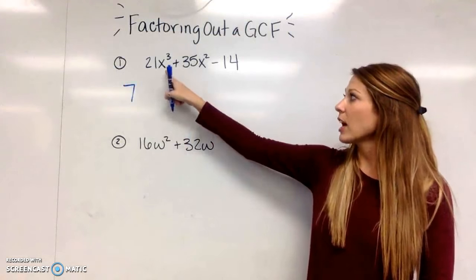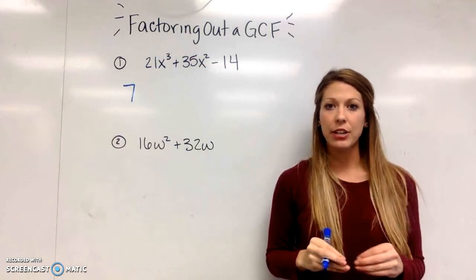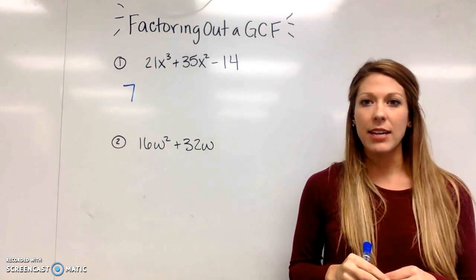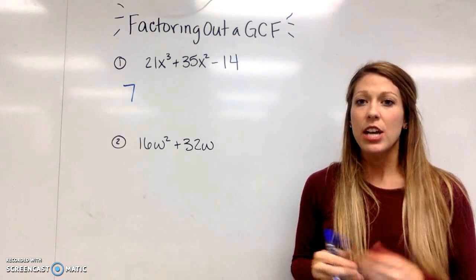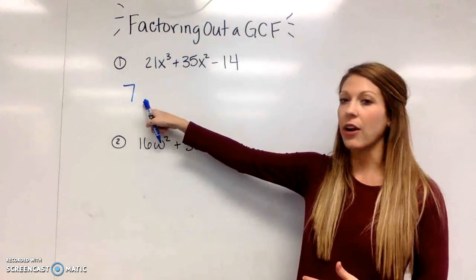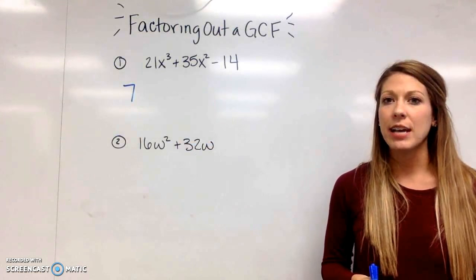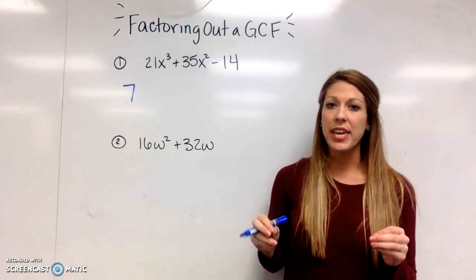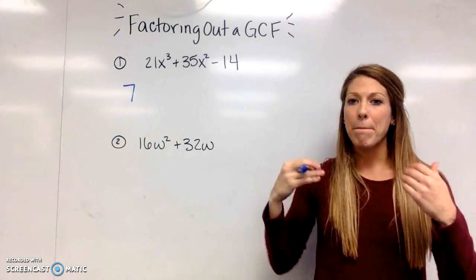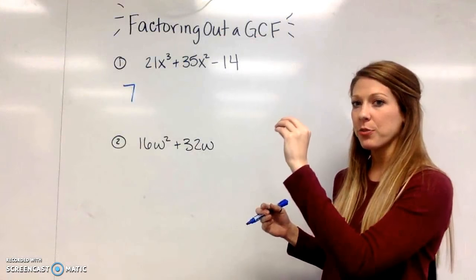All right, notice that a couple of the terms also have an x, but since 14 does not include an x, then x is not going to be part of our greatest common factor. So in this case, when I'm factoring out a greatest common factor, I can only factor out the coefficient 7. Now when we're factoring out a greatest common factor, basically we're doing the distributive property backwards. So now I'm going to pull a 7 out of each one of those terms.